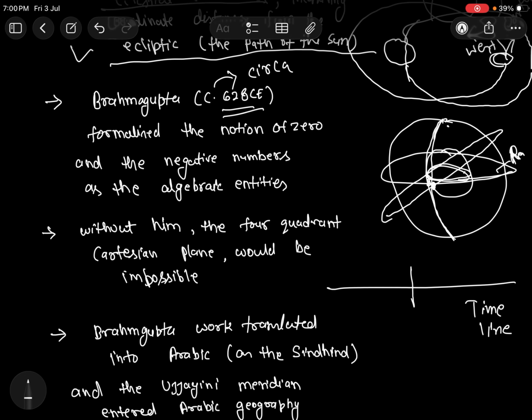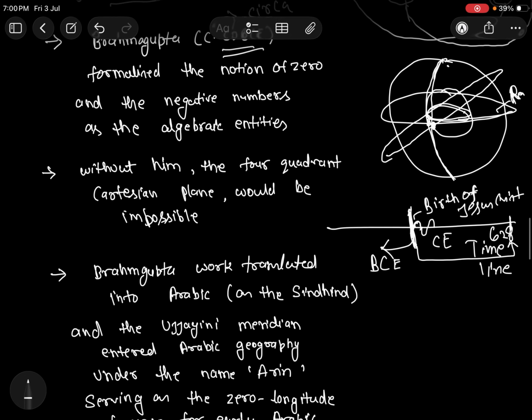and this is the year which marks the birth of Jesus Christ on the timeline. All the years which go forward from this birth are known as the common era. So 628 common era means 628 years after the birth of Jesus Christ, and before common era is the backward direction. You need to move before the birth of Jesus Christ. That is known as before common era. So this is the timeline for the common era and the before common era.